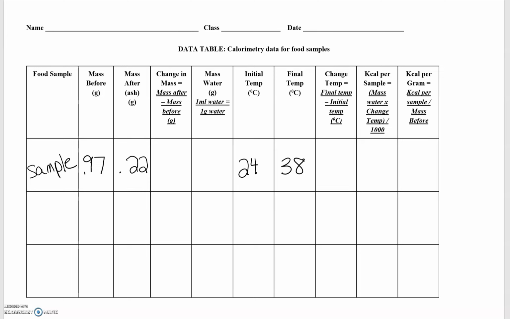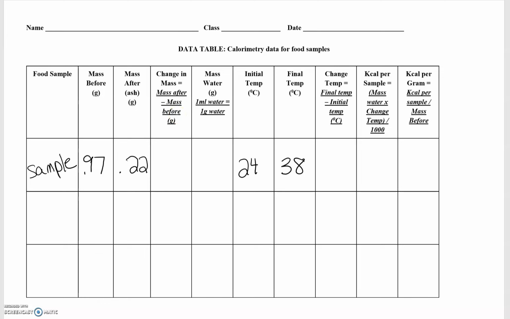This lesson is part 2 of the lab in which we released the energy in different foods. I'm going to show you a sample calculation of how to do this. So first we have the mass before we burned the food was 0.97, and the mass after we burned the food was 0.22. So we're just going to calculate the difference here. We're going to take the mass, then subtract the two numbers.